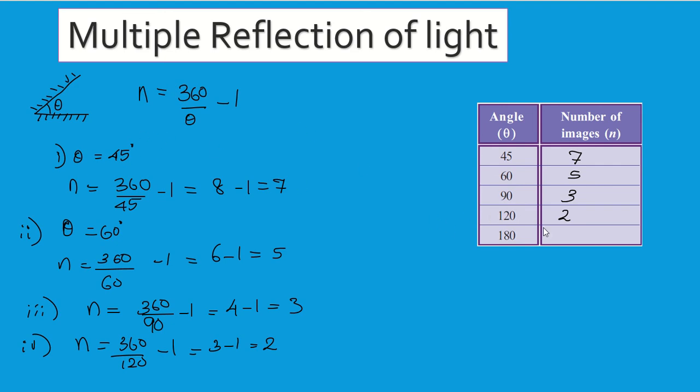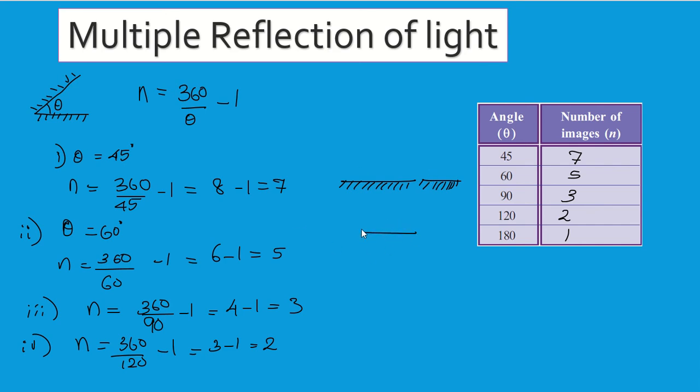360 by 180, that is 2. 2 minus 1, it's going to be 1. That means when two mirrors are aligned at 180 degrees, which means it's going to be a straight line, right? If it is a straight line, we are going to get only one image, right? This looks like a plane mirror, but maybe a longer one, right? If they are kept at 180 degrees with each other. What if they are parallel to each other?